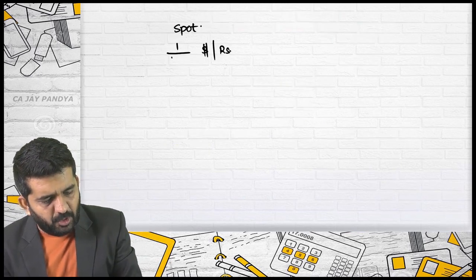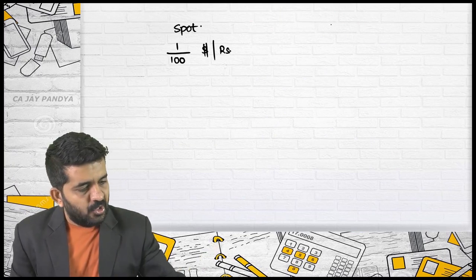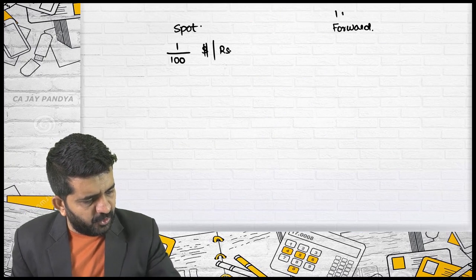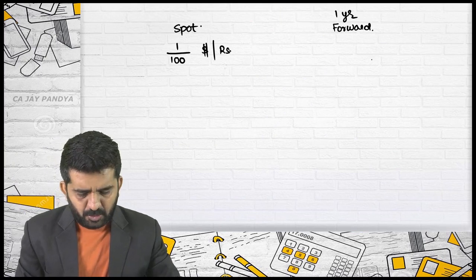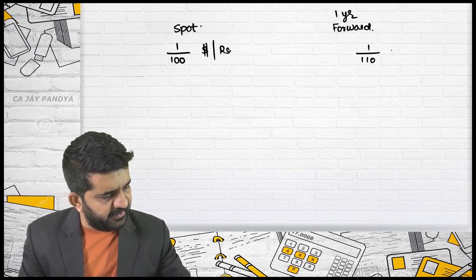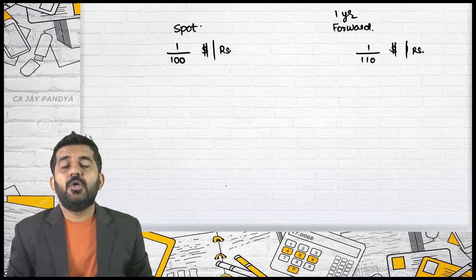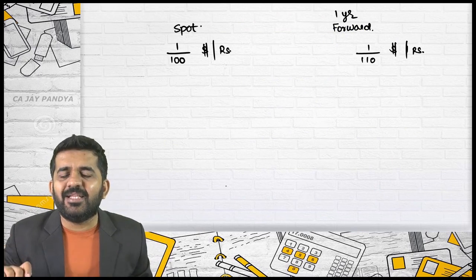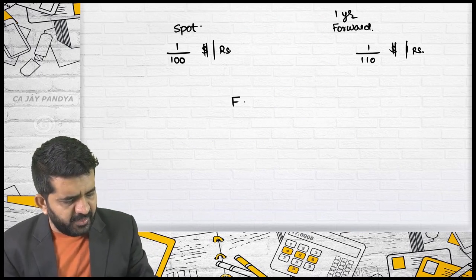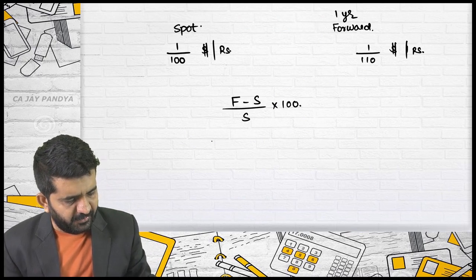I have explained how to convert direct into indirect: 1 divided by 100. What will be the forward then? The 1 year forward was 110, so it is 1 divided by 110 dollar per rupees. The formula remains the same, whether it is discount or premium. Try to concentrate. Forward minus spot, divided by spot, multiplied by 100.